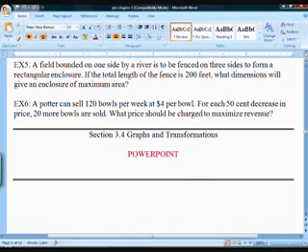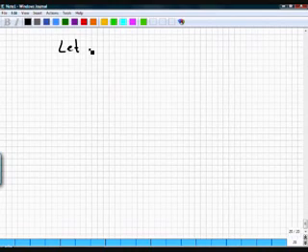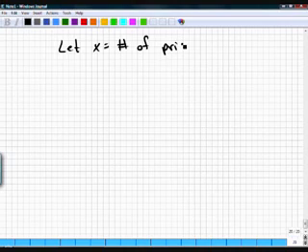Okay, what we're going to do again is look at the problem. It says a potter can sell 120 bowls for $4 per bowl. Each time we have a price decrease of 50 cents, he's selling 20 more bowls. So that's going to be our unknown. We're going to say let x equal the number of price decreases.